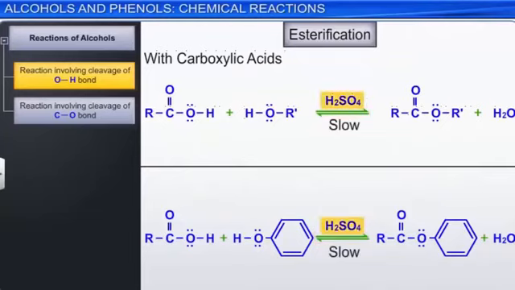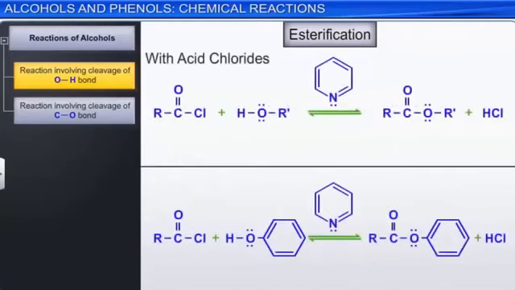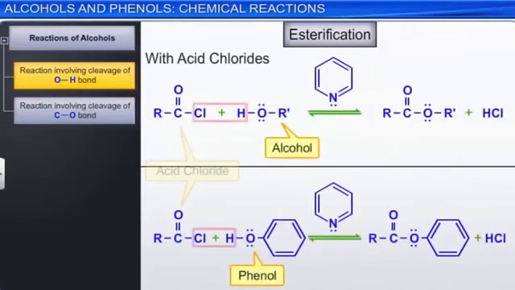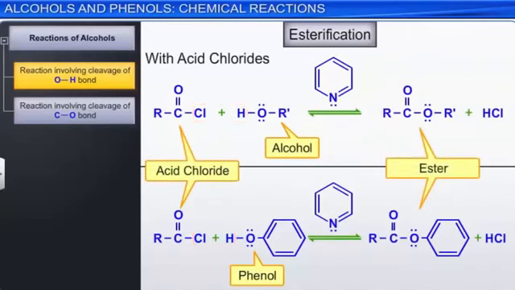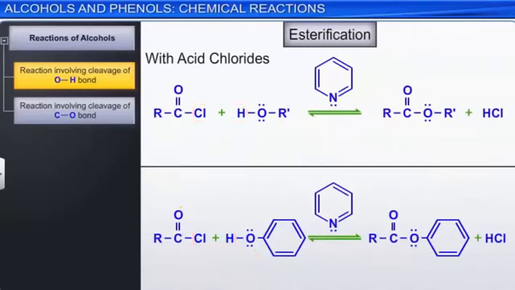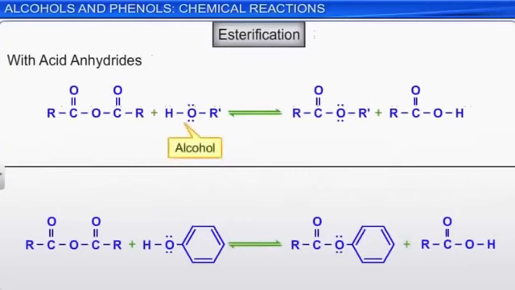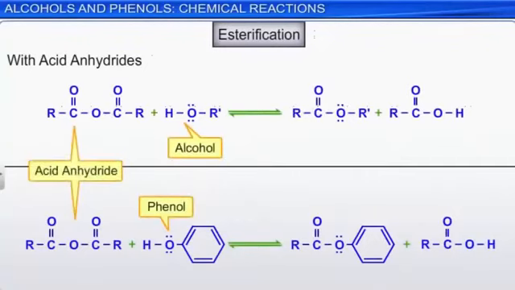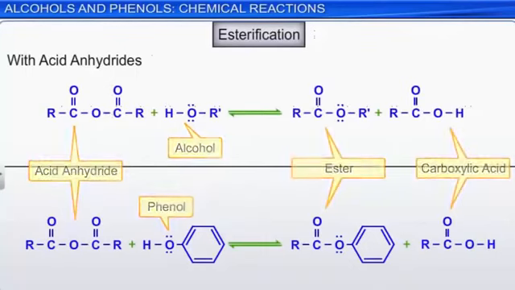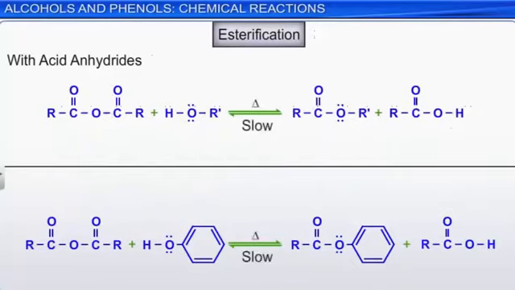Alcohols and phenols can also react with acid chlorides to form esters. These reactions are carried out in the presence of a base, such as pyridine. The base neutralizes the hydrochloric acid as it forms, which causes the equilibrium to shift right. Additionally, alcohols and phenols can react with carboxylic acid anhydrides to form an ester as well as a carboxylic acid. These reactions are slow and require heating.